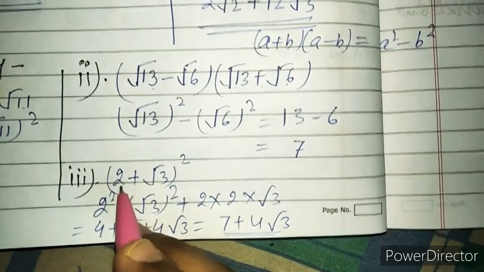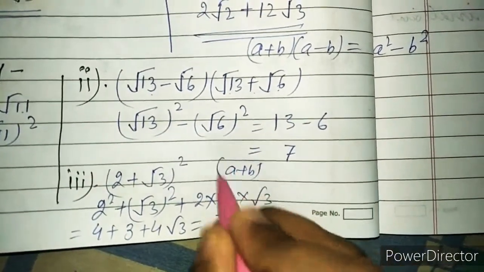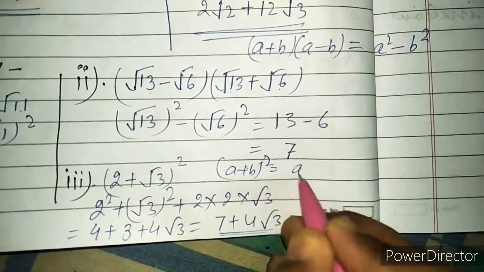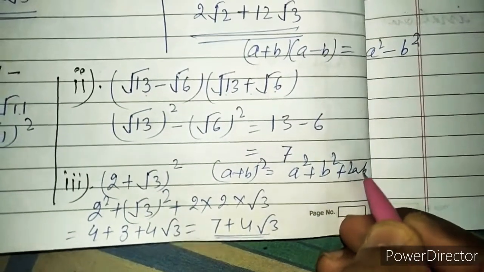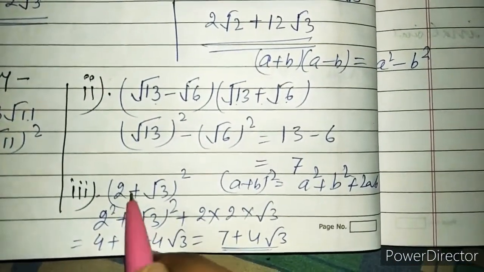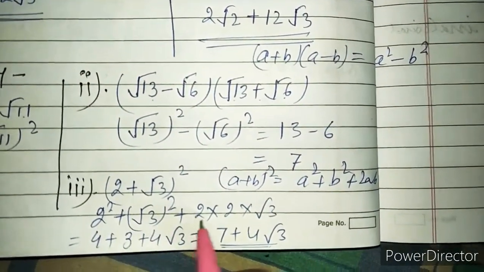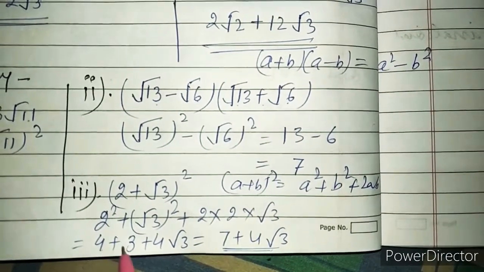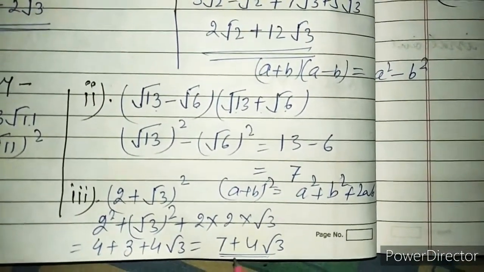Here you can see that a plus b whole squared. So a plus b whole squared is equal to a square plus b square plus 2ab. So a square plus b square plus 2 into a into b. Now 2 squared is 4, root 3 squared is 3, 2 into 2 is 4 root 3, so it becomes 4 plus 3, 7 plus 4 root 3.